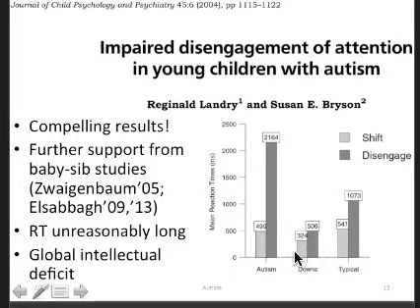Now you might say, well, Down children also have a relatively low IQ, and yet they don't show the same pattern as children with autism. However, you can also see here that Down children, unlike typically developing children who do show a difference between shift and disengage conditions, Down children don't show that difference. So it's unclear if they are the right comparison group.